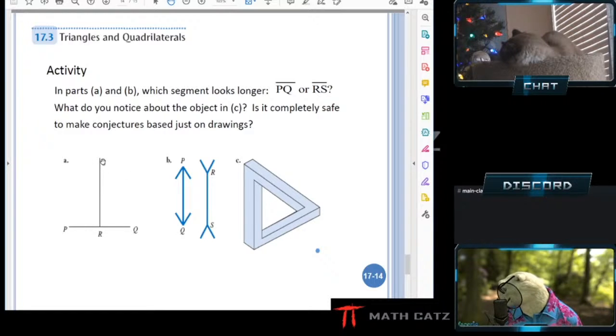Like in A, the positioning of these lines make the vertical ones seem longer, when in fact they're the same length. The placement of these arrows, backwards and forwards, or flipped around, make the PQ line seem longer than the RS line, but they're the same.